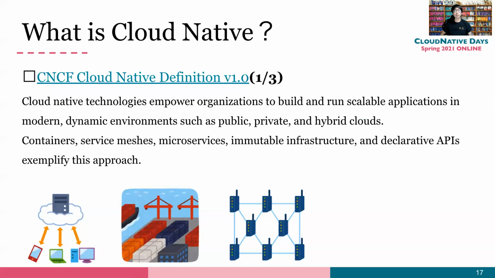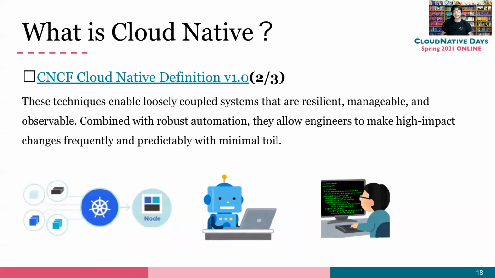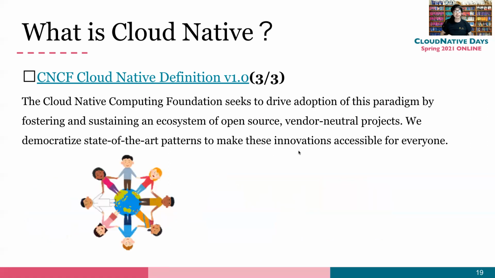Containers, service meshes, microservices, immutable infrastructure, and declarative APIs exemplify this approach. And these techniques enable loosely coupled systems that are resilient, manageable, and observable. Combined with robust automation, they allow engineers to make high impact changes frequently and predictably with minimal toil. So this is the first part. The second part stresses the engineers, focusing on engineers. And third and last part.